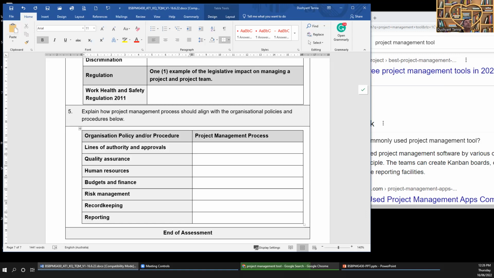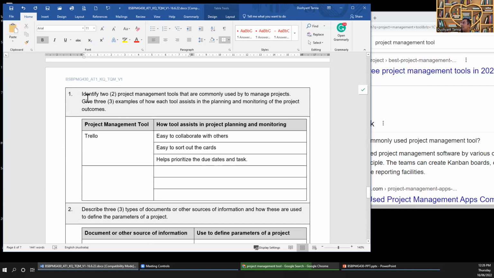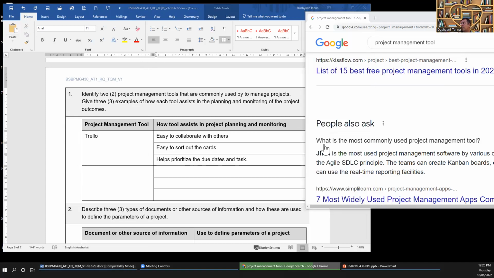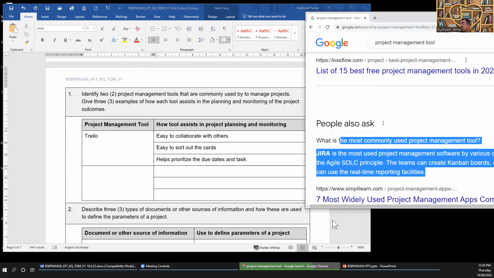Okay, let me recap what we discussed. Peter, sir, happy with that? Number one, two project management tools. We talked about Trello, Gantt chart, Monday.com, AnyDo, Canva, Teamwork, Microsoft Project, many. You just pick two. I just gave one example, Trello. How does it help you with that? Do some research, go to Google, write your query, and it will come up with good responses.